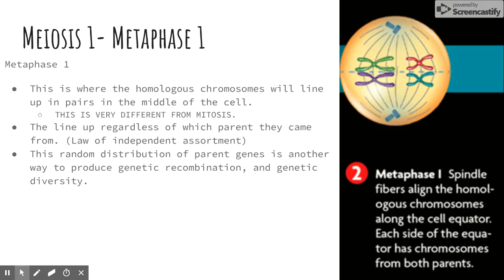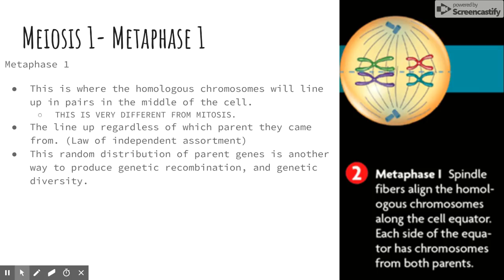We're already starting to see some genetic recombination. So when they line up in pairs like this, remember each chromosome has a version from mom and a version from dad. They don't care when they line up where they came from. So we could have both chromosomes from mom on this bottom side, and both of dad's chromosomes up here, or we could have a mixture of them. It won't matter where they came from. They're just going to line up in pairs. This is called the law of independent assortment.